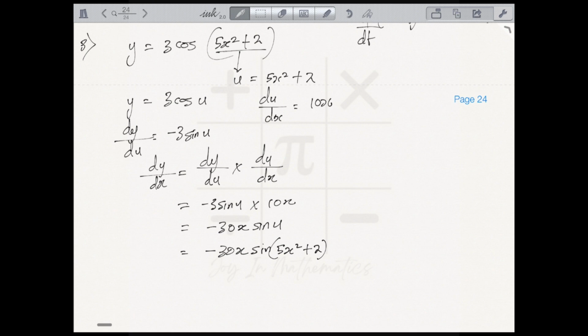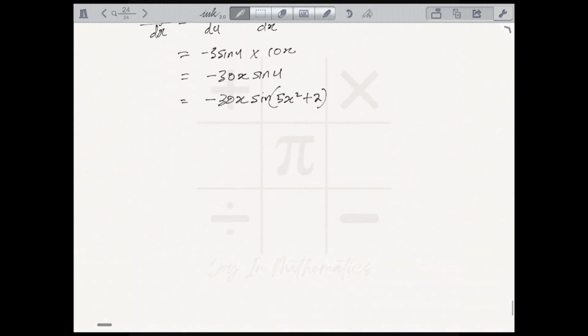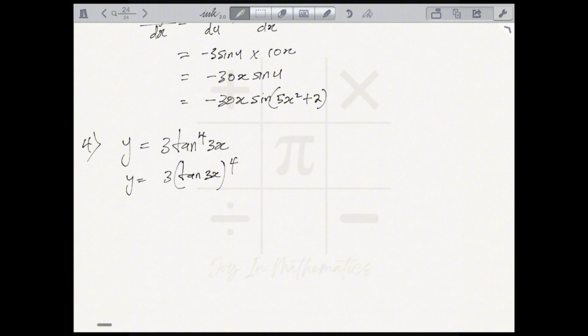Now let's go in terms of tan again. This should be our final example for this video. Given that y is equal to 3 tan raised to power 4 of 3x. Okay, now this can be written again as 3 (tan 3x) all raised to power 4, right? So now in this case we can say our u is equals to tan 3x, and our y becomes 3u raised to power 4.